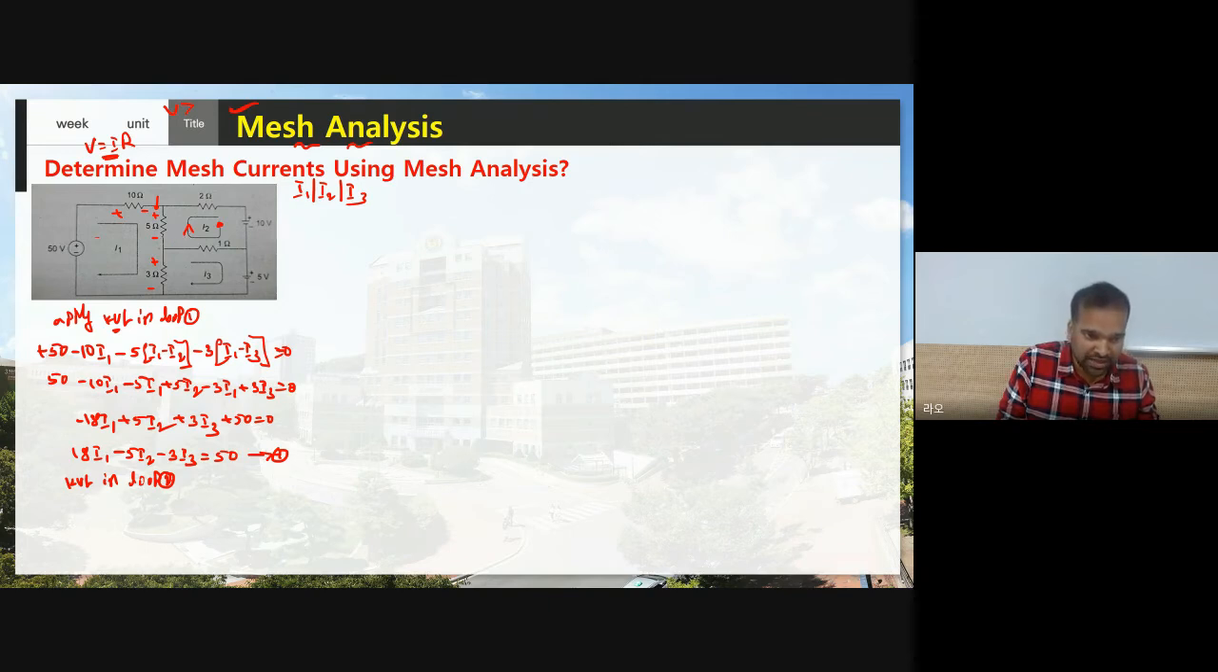Current is going like this, therefore this is plus to minus, and here plus to minus. You should not change potential for the sources, only elements. So for 1 ohm this is plus to minus. Now here for the 5 ohm resistor, plus to minus 5, what current is flowing? I2 and I1, opposite direction. So I2 minus I1. Suppose if it is going in the same direction, you should write I2 plus I1, opposite I2 minus I1.